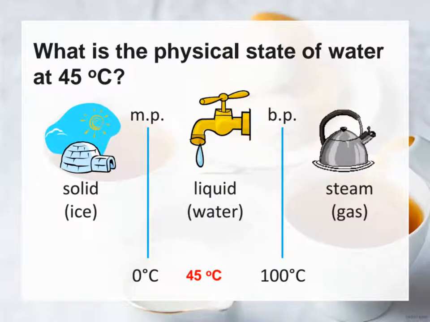What is the physical state of water at 45 degrees Celsius? 45 degrees Celsius is more than the melting point, so it's a liquid, but this liquid didn't get enough energy to boil. 45 degrees Celsius is below 100 degrees, below the boiling point, so the liquid didn't get enough energy to boil. Accordingly, at 45 degrees Celsius, water is liquid.